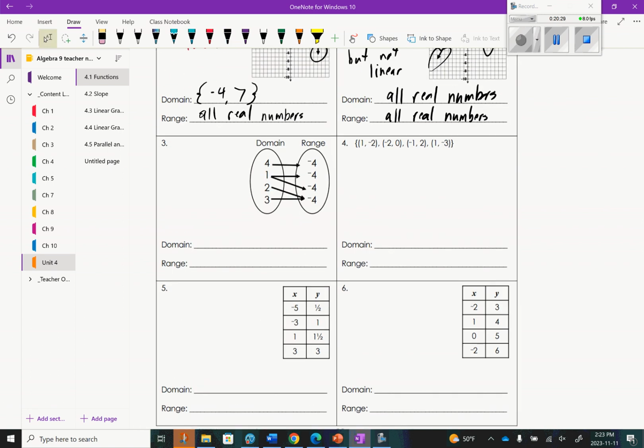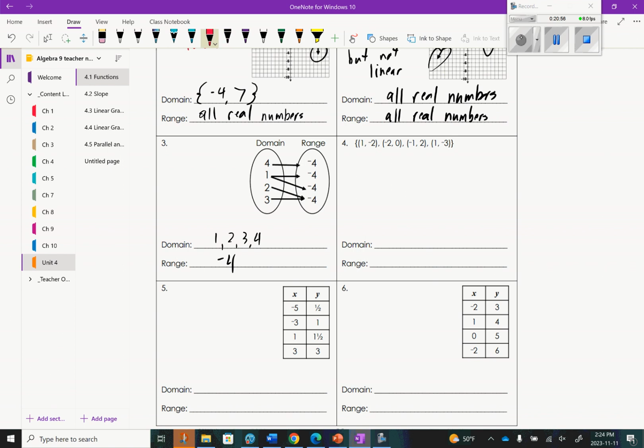Number 3, looking at our diagram here of domain and range. Well, okay, the domain, that's pretty easy. Now, again, if we want to put that in the proper order, the domain is going to be 1, 2, 3, 4. The range just has one value of -4. That was pretty easy.